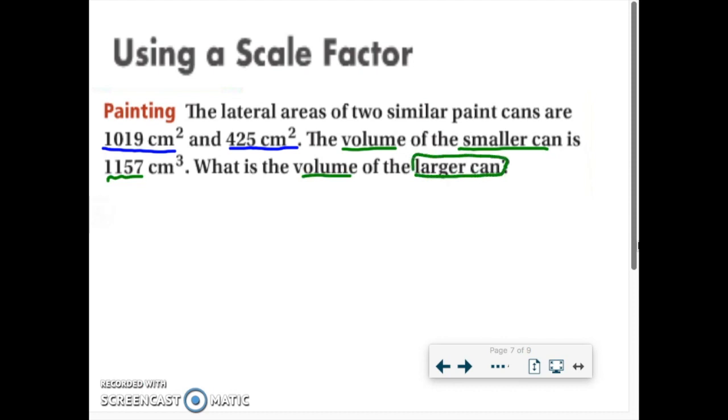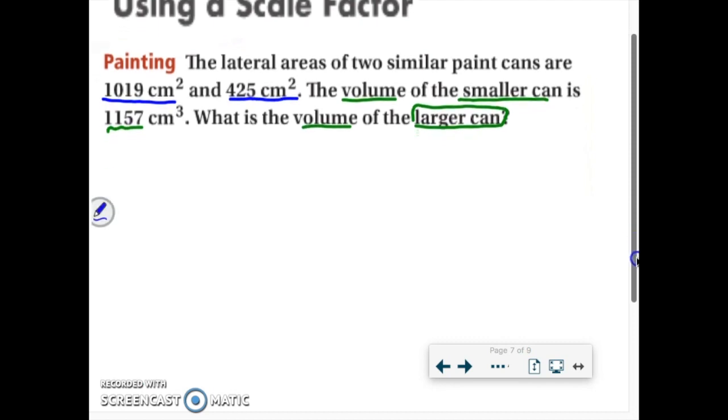So, on your note packet, this is broken down into a few steps. The first step would be to find a to b. That would be like step 1. What they gave us would be two areas, the lateral areas. So they gave us 1,019 and 425. Those are square centimeters. That's an a squared to b squared. All right, what we need is to get a to b so that we can figure out a cubed to b cubed, so we can set up a proportion and cross multiply.